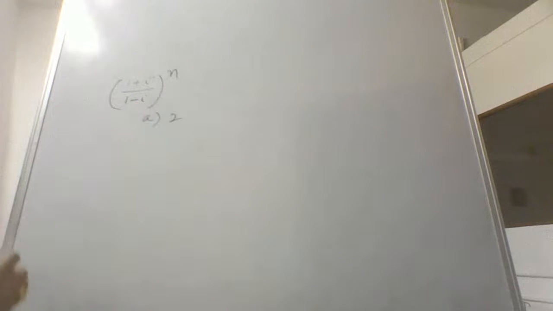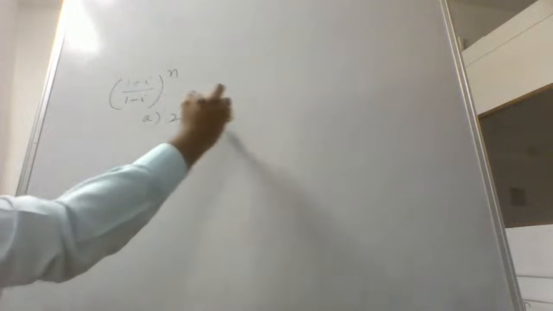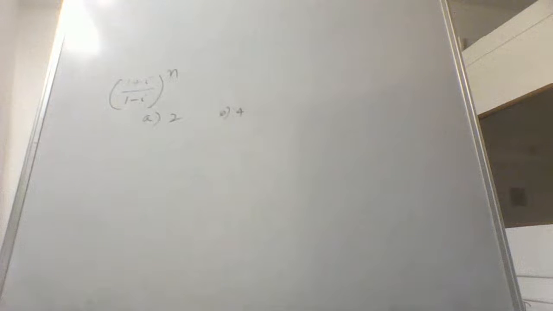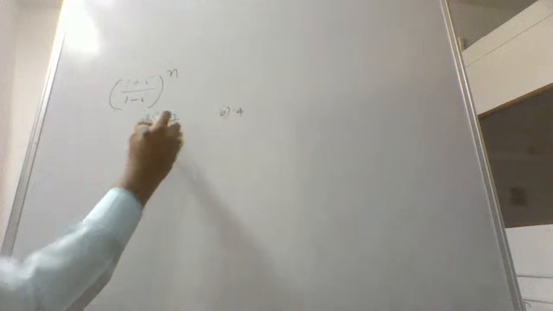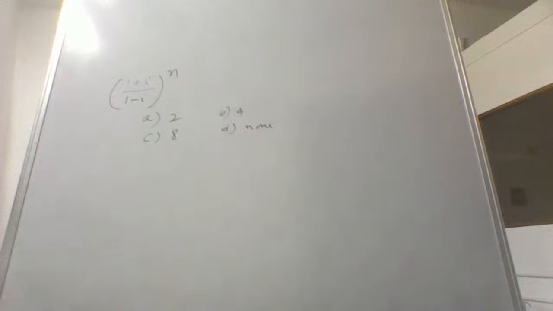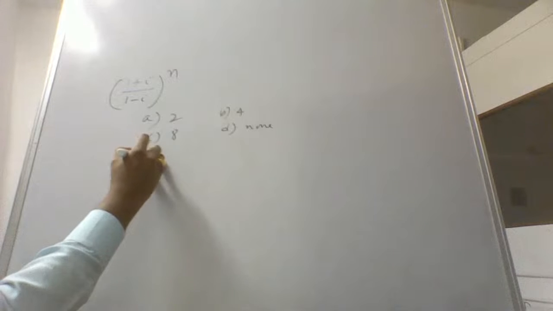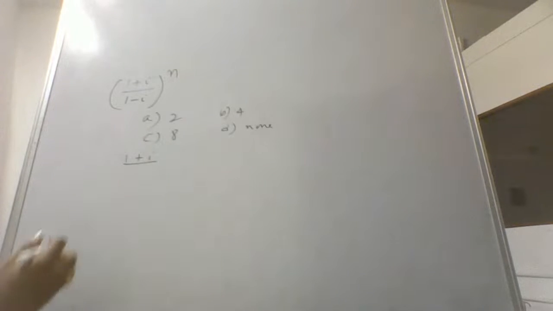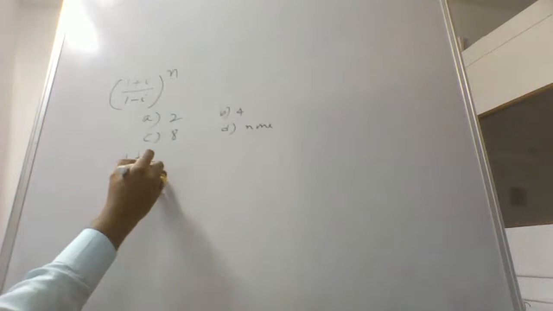The choices which are given here are 2, 4, 8, and none of the above. Let us find the solution for this. The given problem is this. So, let us take 1 plus i and 1 minus i.